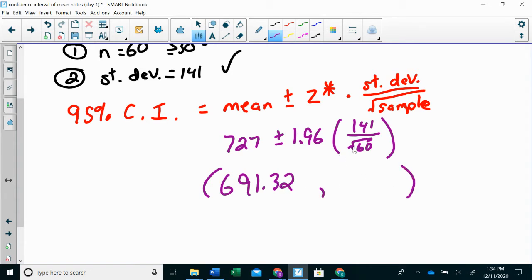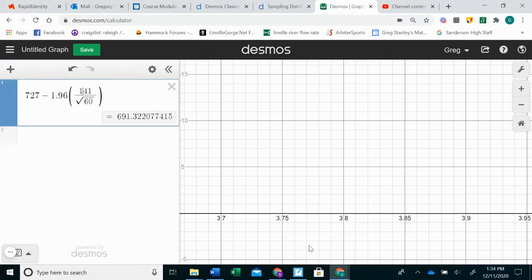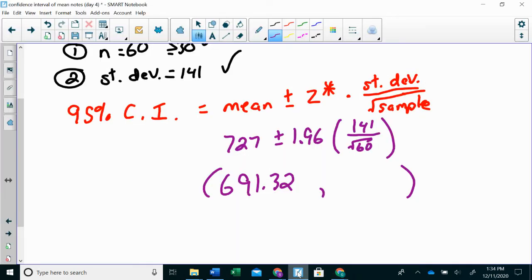And to get the upper limit number, I just simply need to change the minus to a plus in Desmos. So if I go back and change that minus to a plus, I now have the upper limit number, 762.68, rounded off to two decimal positions for money. 762.68.